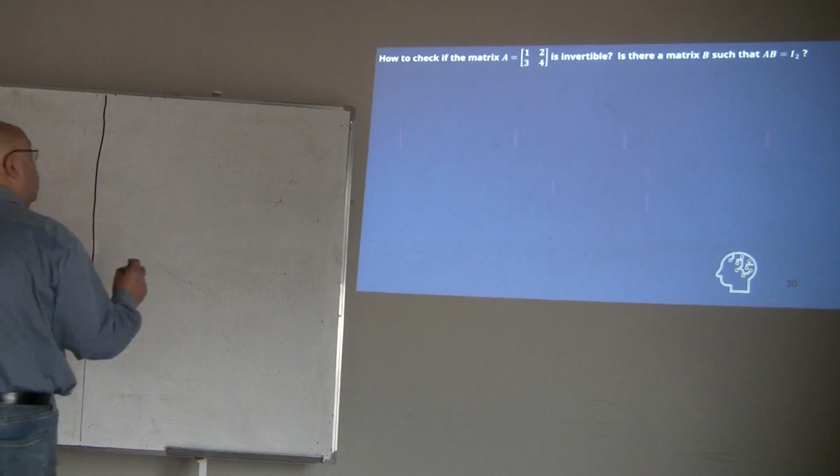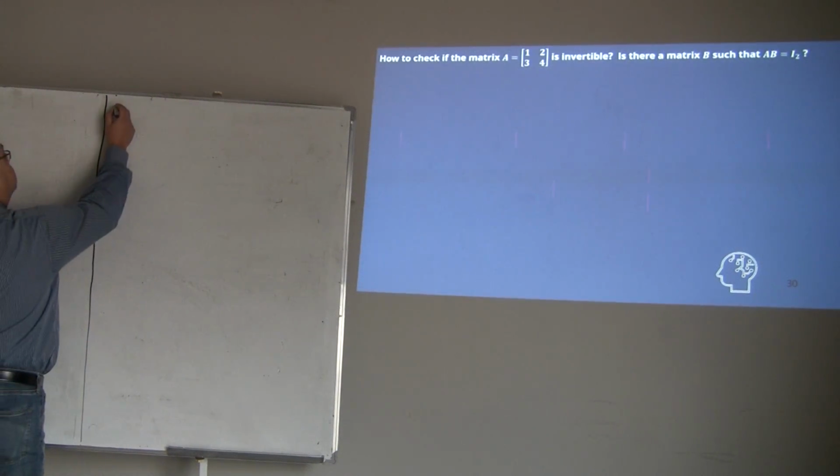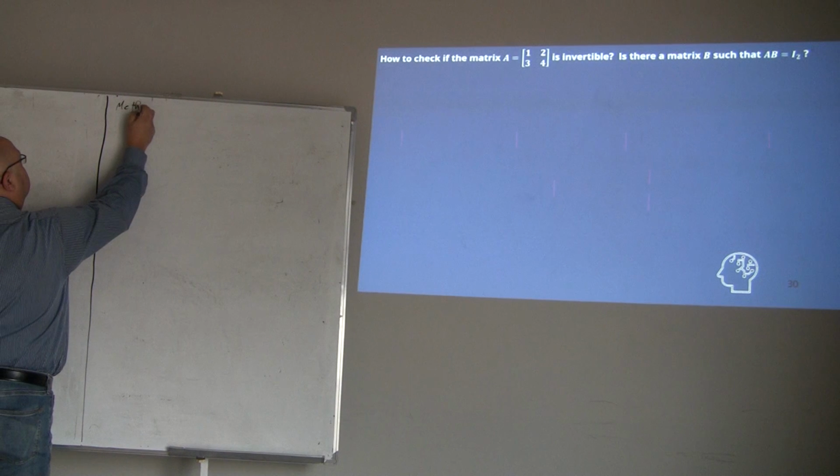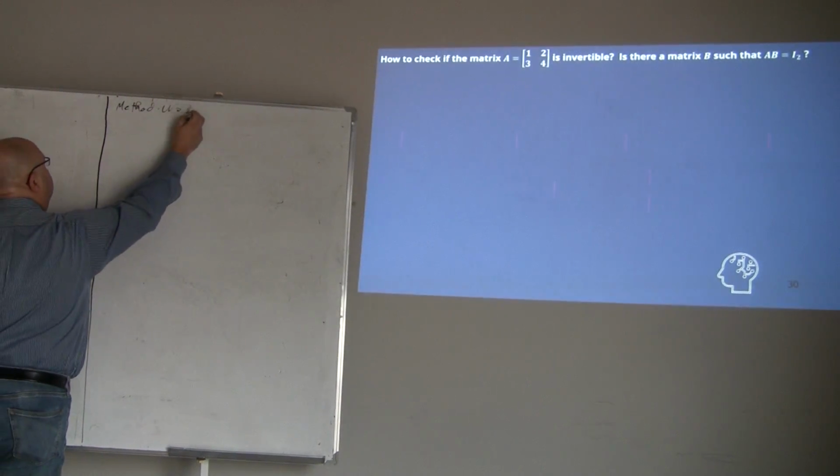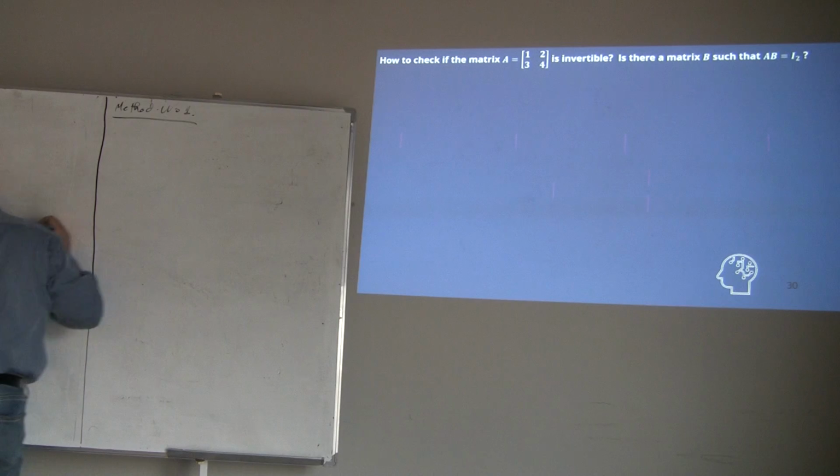I will go with the inverse using 2 methods. This is method number 1.